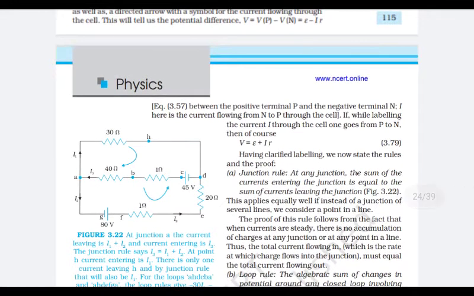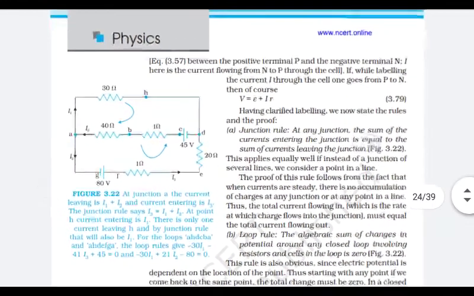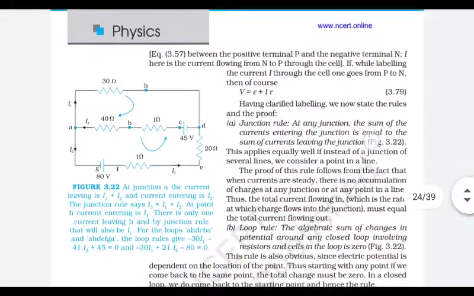V is between the positive terminal P and the negative terminal N. I is the current flowing from N to P. As we know, N is for negative and P for positive terminal.